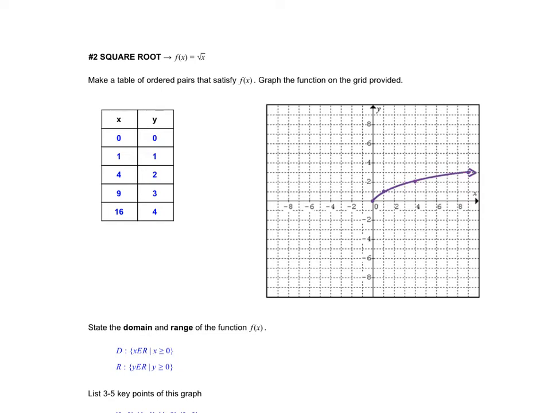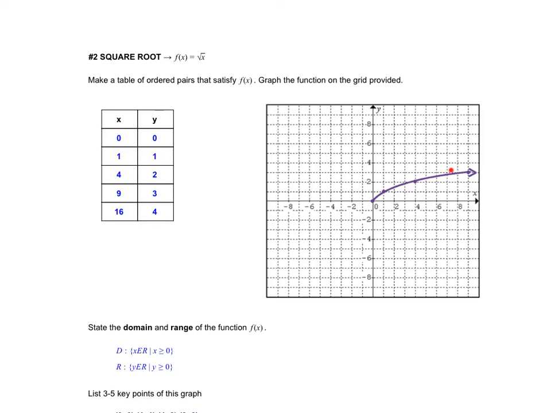Now you might remember square roots from when we did the inverse. The inverse of a quadratic was a square root, and the inverse of a square root was a quadratic. So this right here is one arm of a parabola that has been inverted. So for our domain here, we know that x must be greater than or equal to 0 because we can't square root a negative. And then because we only have one arm of that parabola that was inverted, y has to be greater than or equal to 0.